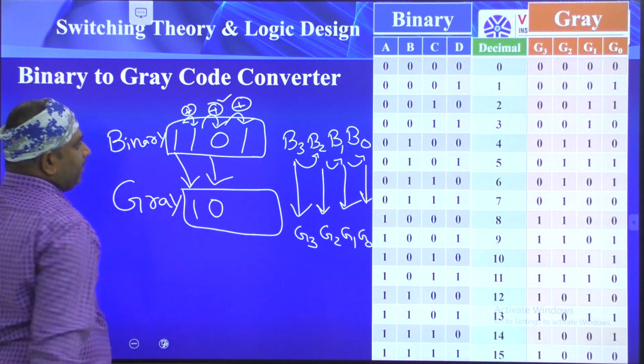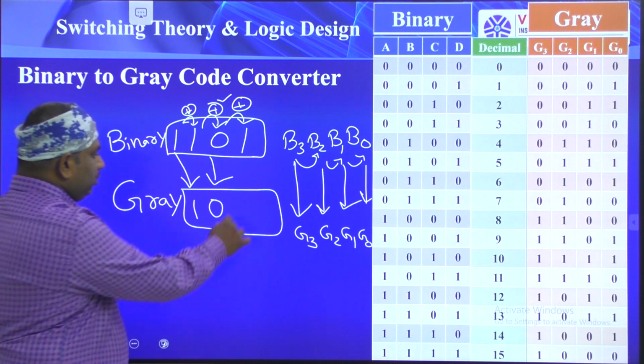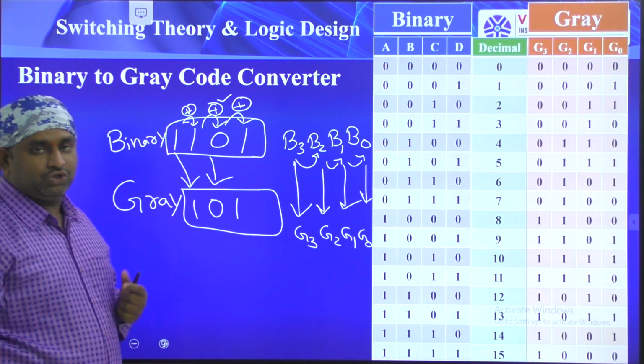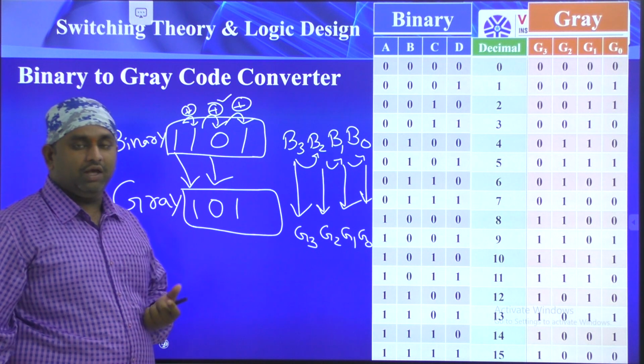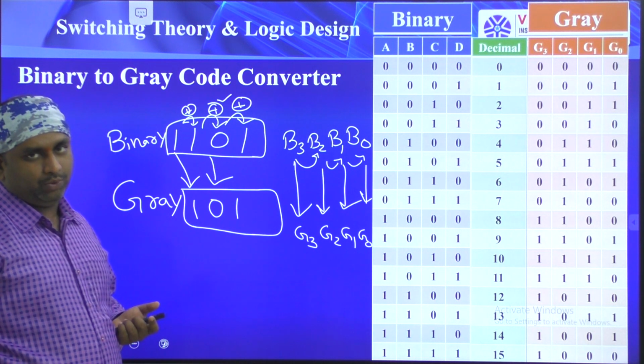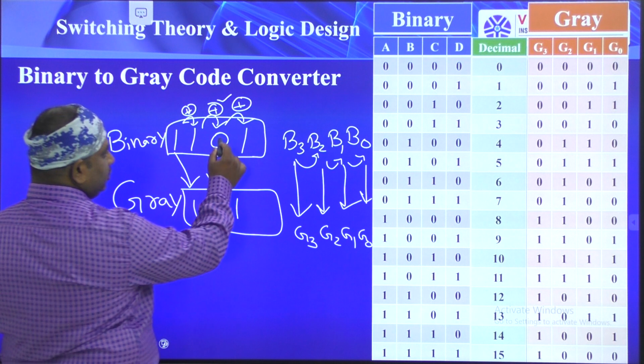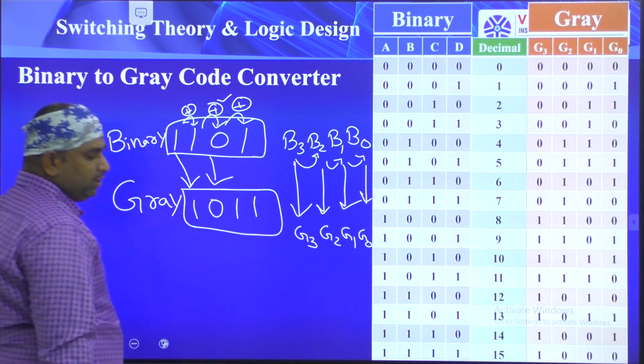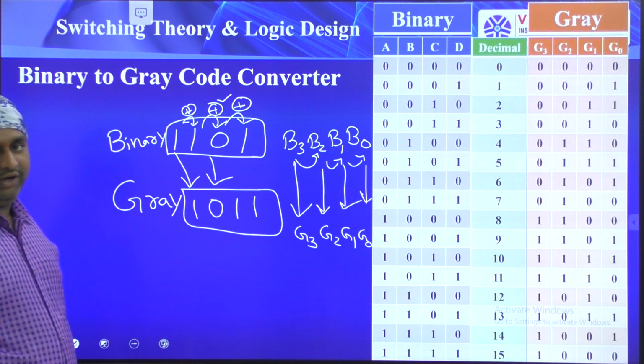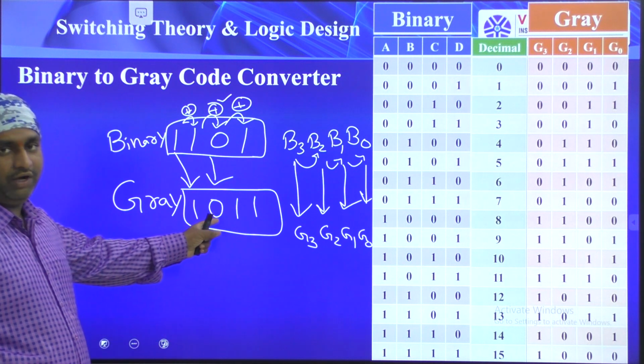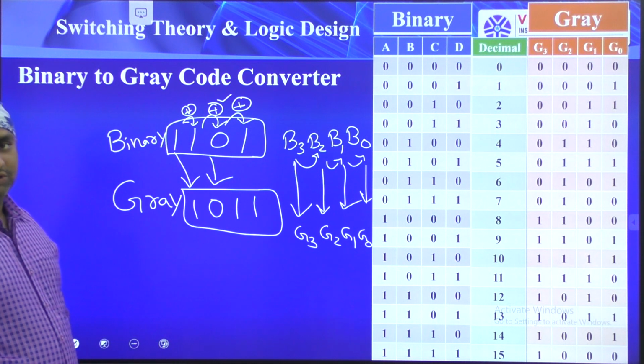Now we are doing this operation: 1 plus 0 equals 1. In the exclusive OR gate truth table, if the inputs are 1, 0 or 0, 1, the output is 1. Next 0, 1, so the output is 1. So this is the gray code equivalent number for the number 1101.